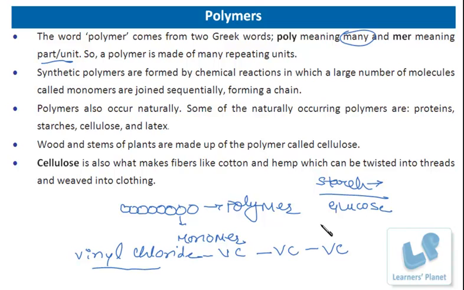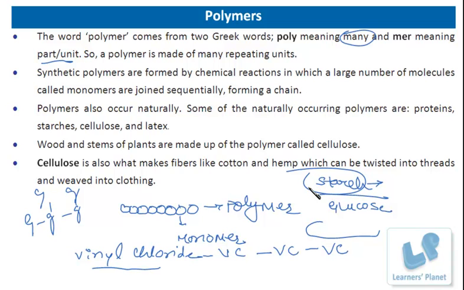Now a question must be arising in your mind. When cellulose contains glucose as monomer, and starch contains glucose as monomer, then why can starch not be woven into fabric? The reason, my dear, is that in cellulose the glucose units are linked in one way, whereas in starch the glucose units are linked in a different way, so that starch cannot be woven into fabric.